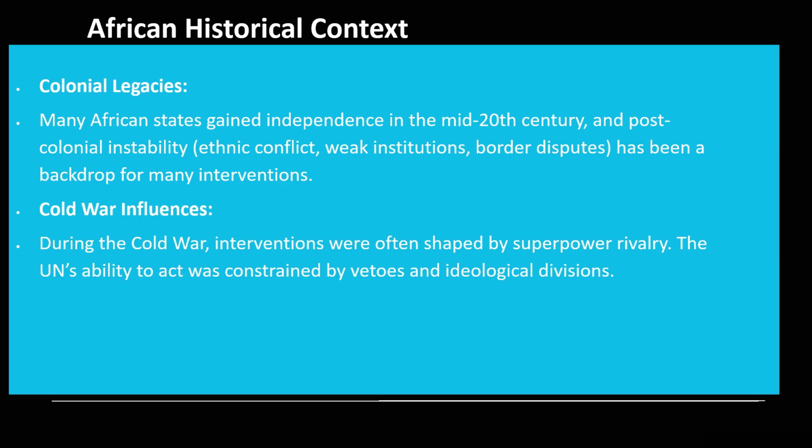Now, let us look at the historical context of United Nations intervention or incursion into African nations. Most of the African countries were not part of the 51 countries that signed the Charter of the United Nations, because many of them were still under colonial rule. The charter was signed on their behalf by France, United Kingdom, Germany, Belgium and other countries like that. But many African states gained independence in the mid 20th century, the 1940s, 1950s, 1960s, and immediately they got independence, most of these countries collapsed into post-colonial instability.